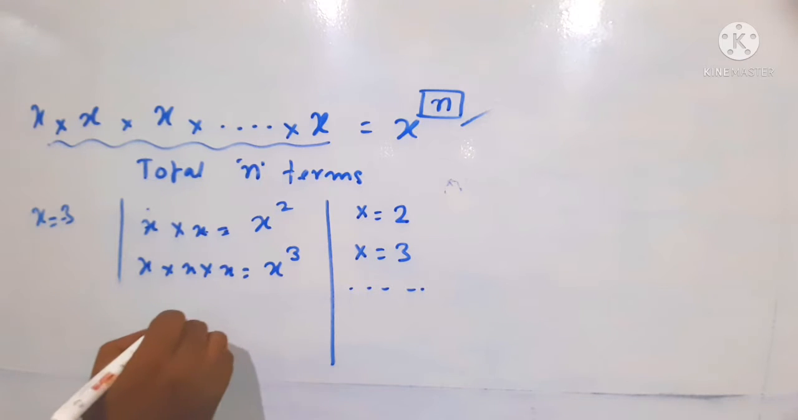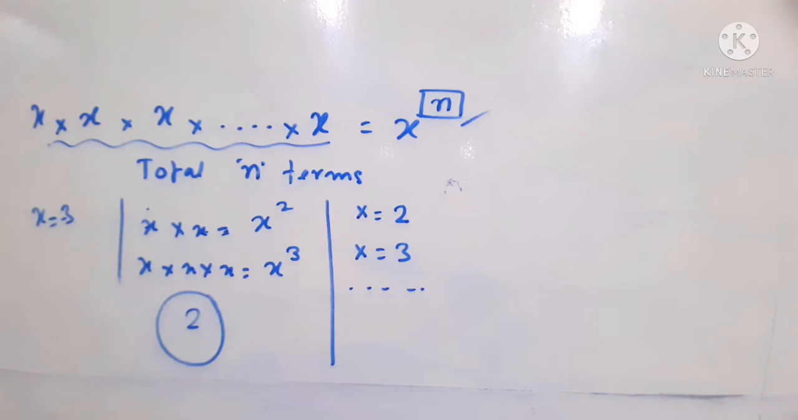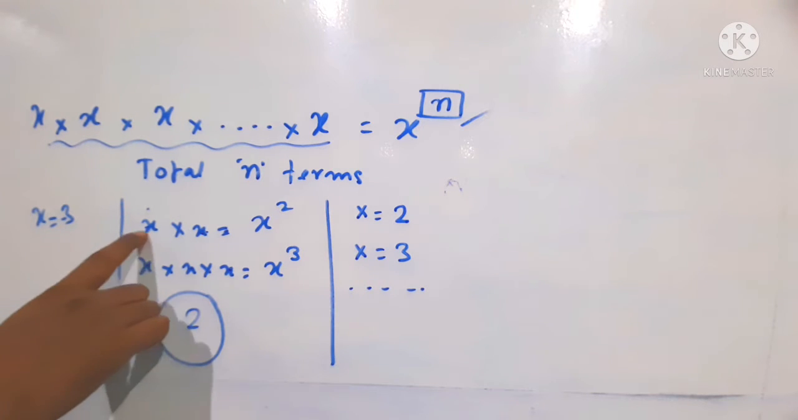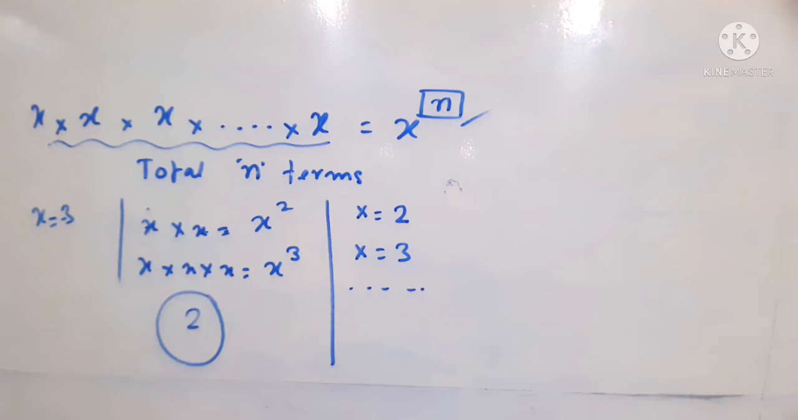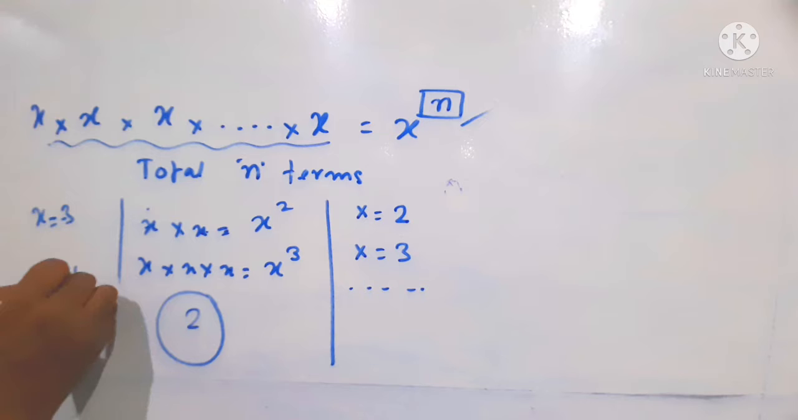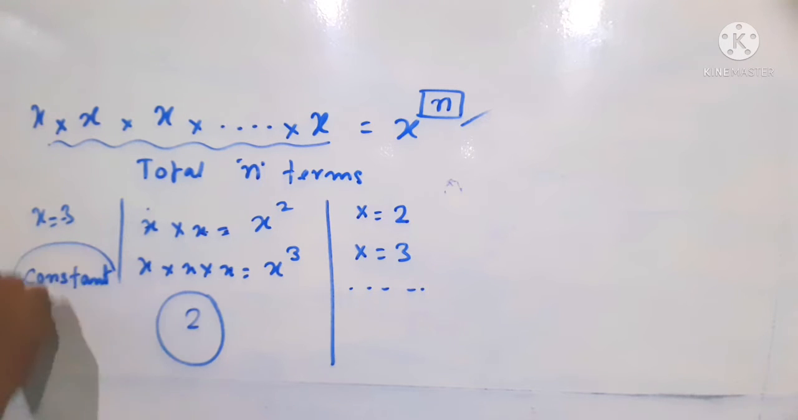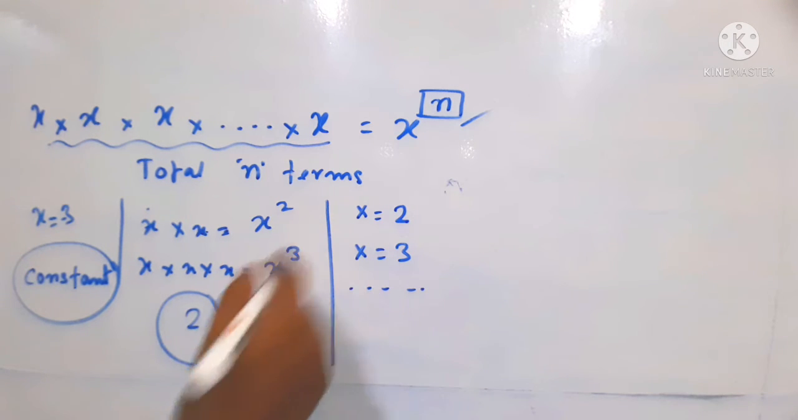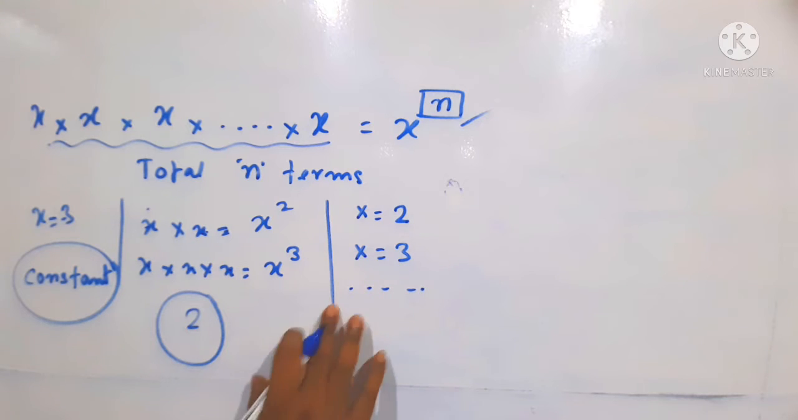When we write 2, 2 is a constant number. And if you say x equals 5, 5 is a constant number, but x is not constant. This word is constant, and this word, x, is variable.